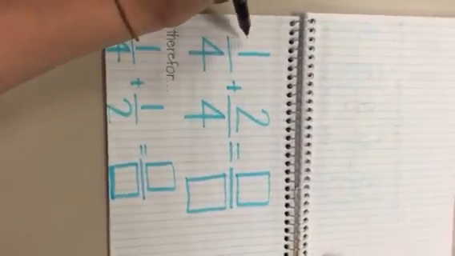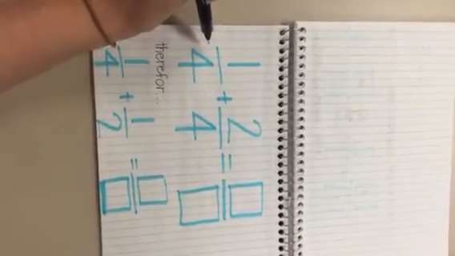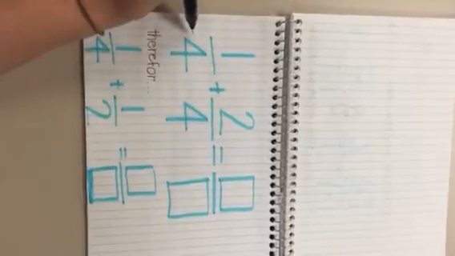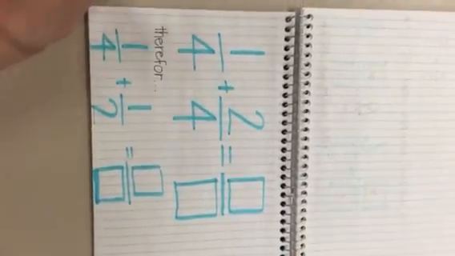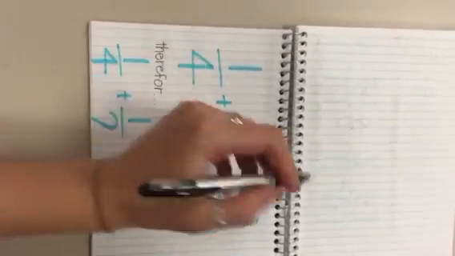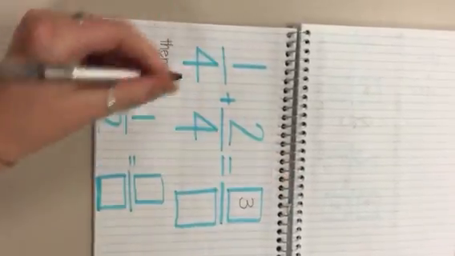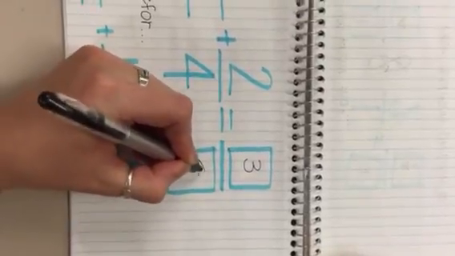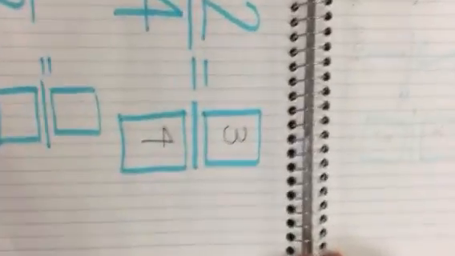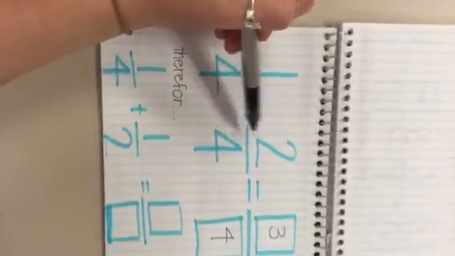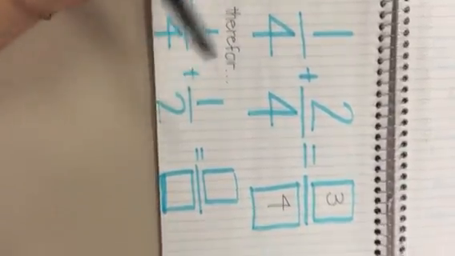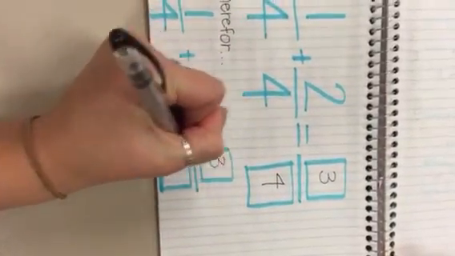Now, since we already know how to add fractions with like denominators, we know that we simply add our numerators and the denominator will stay the same. So, 1 plus 2 equals 3, and our denominator, since it is now a common denominator of 4, will stay the same. So therefore, we have 1/4 plus 2/4 equals 3/4. And back to our original problem, 1/4 plus 1/2 is equal to 3/4.